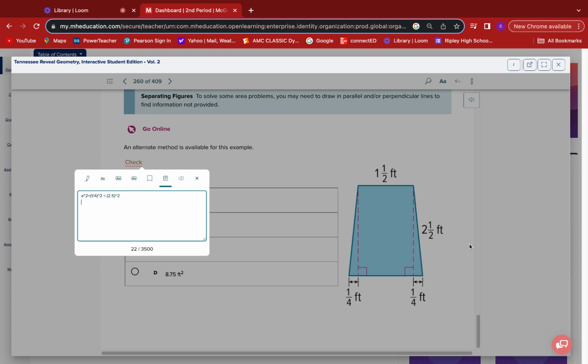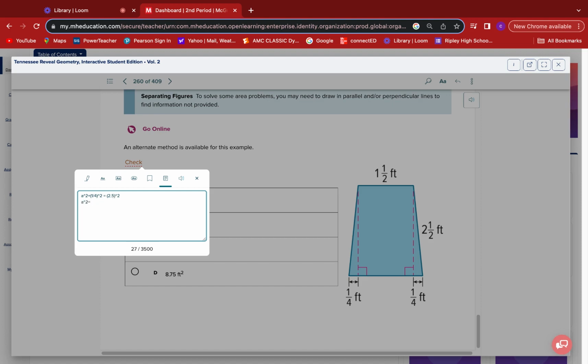All right. It's not letting me put in the fraction, so I just changed the 2 1/2 to 2.5 to be a little bit easier. Here I'm going to subtract. The opposite of adding 1/4 squared is to subtract to the other side. So I'm going to subtract 1/4 squared from the 2 1/2 squared. That's going to leave me A squared.